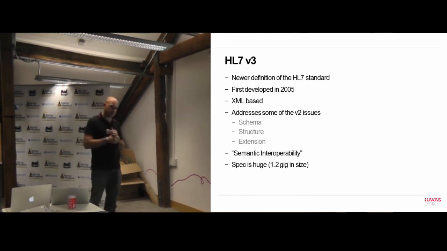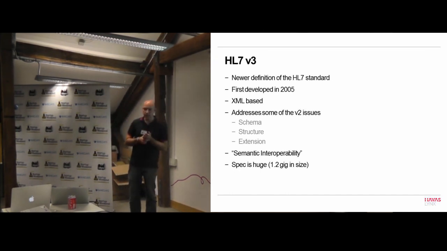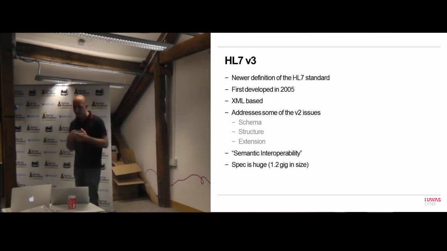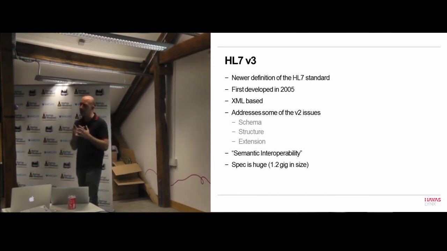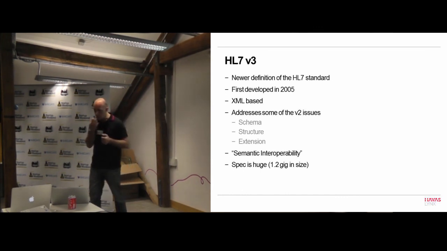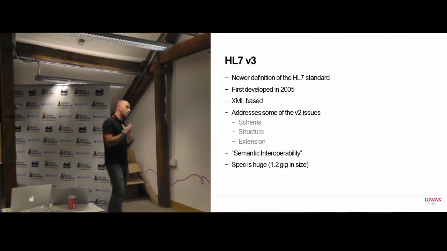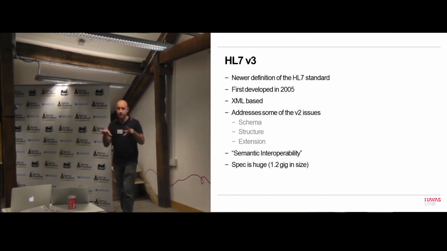Version 3 is an interesting beast, because version 3 was started in about 2005, and it was done because HL7 felt that version 2 was pretty complicated, wasn't that flexible, didn't give people the power it needed, and they needed to evolve it somewhat, make it a bit more modern. So what they chose to do is create version 3 based on XML. And what version 3 gave them was more schema, more structure. It also gives them extension as well.